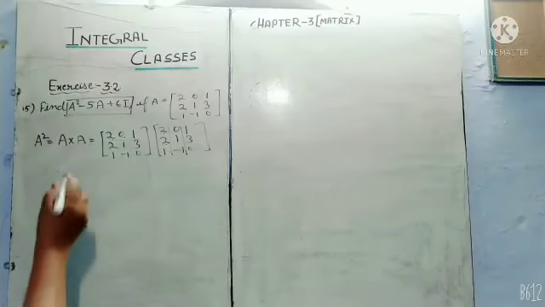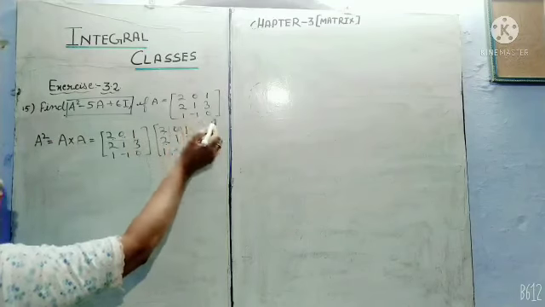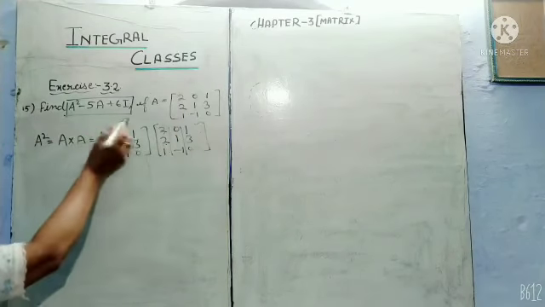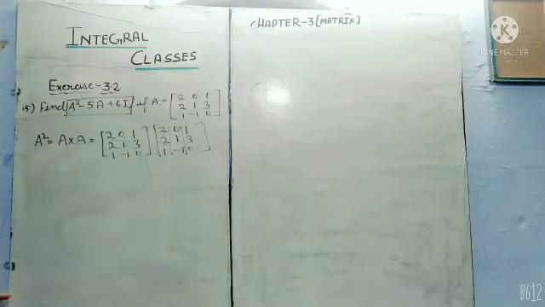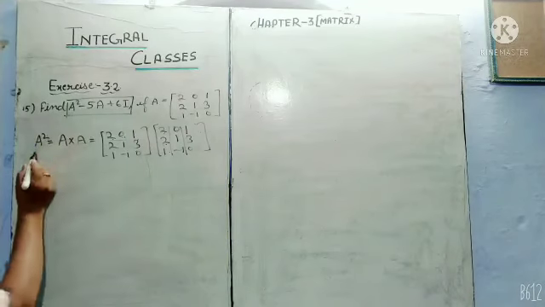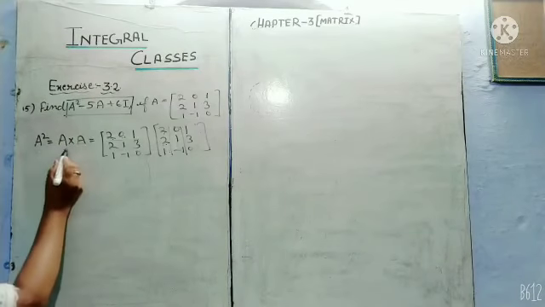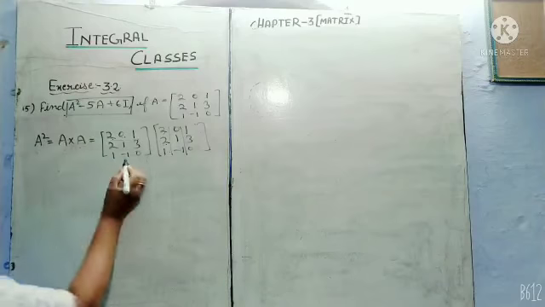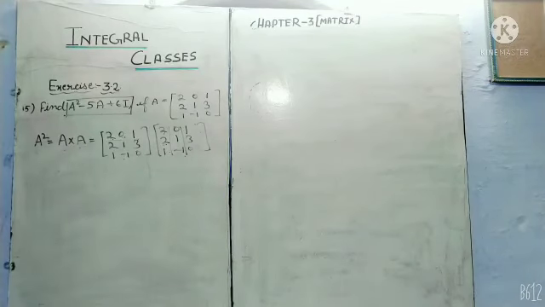Now question number 15. Here we have given A equal to this matrix and we will find the value of this equation: A square minus 5A plus 6I. Now student, first we will find the value of A square. A square is A into A. It means matrix A multiplied by itself.